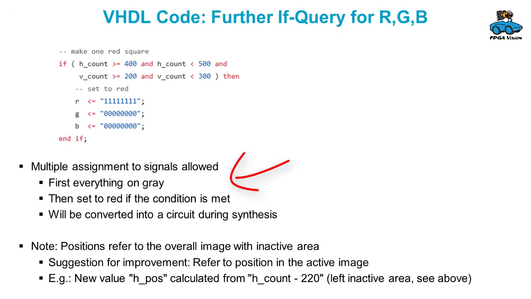First we set everything to gray, and then if this condition is met, we set it to red, and during design synthesis this will be converted to a circuit. One note, if I write here about position 400, 500, this refers to the position including the inactive area. This is not very intuitive, so you always have to consider that you don't have the position of the active image. This is something you could correct.